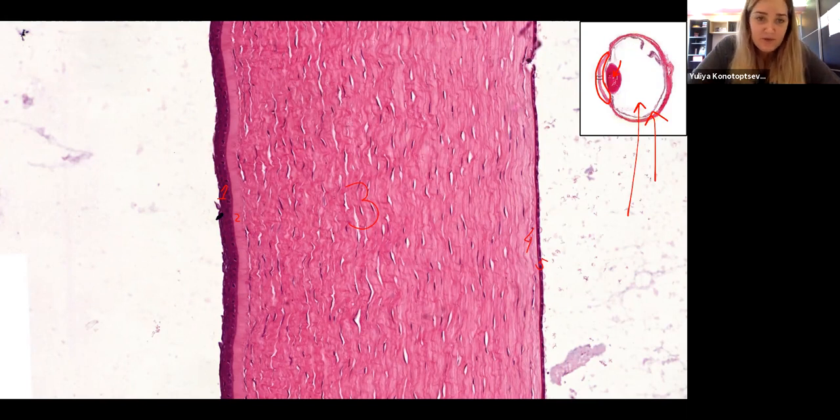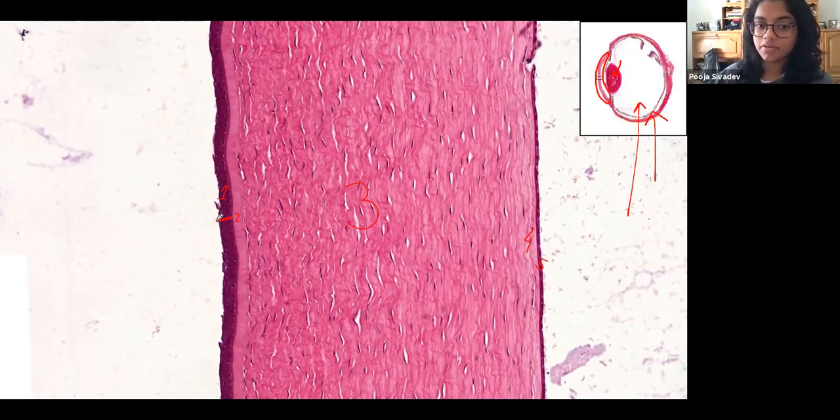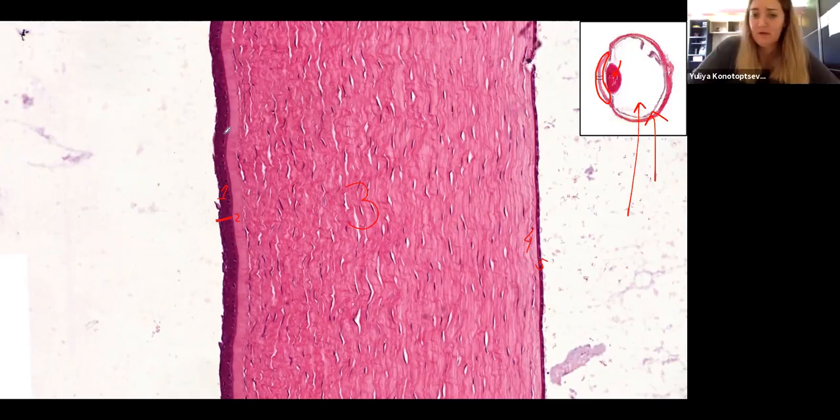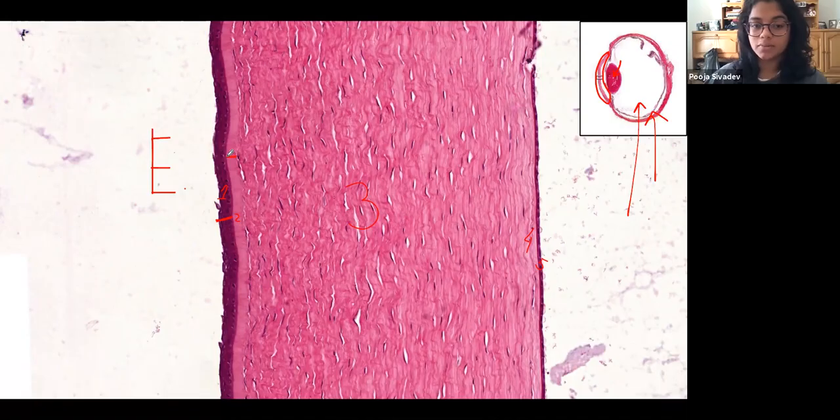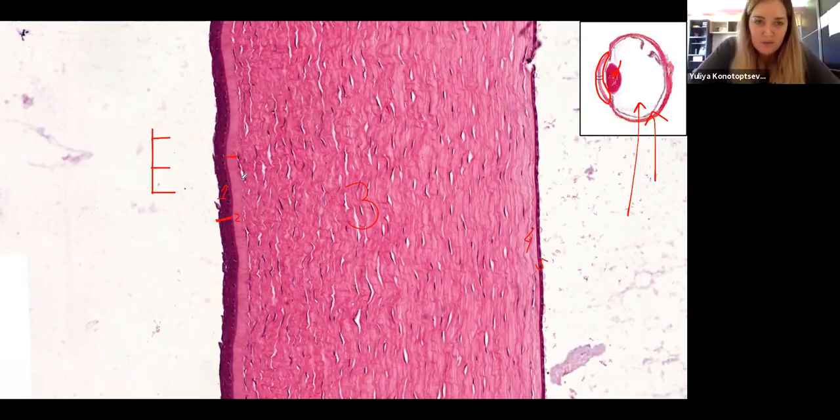So let's quickly do the layers. This is stratified squamous non-keratinized epithelium. As you can see, it's not very thick. It's relatively thin. That's where the external environment is, where the air is. What is this? Anterior limiting membrane, Bowman's membrane. From here, approximately until this area, that's where the stroma is.